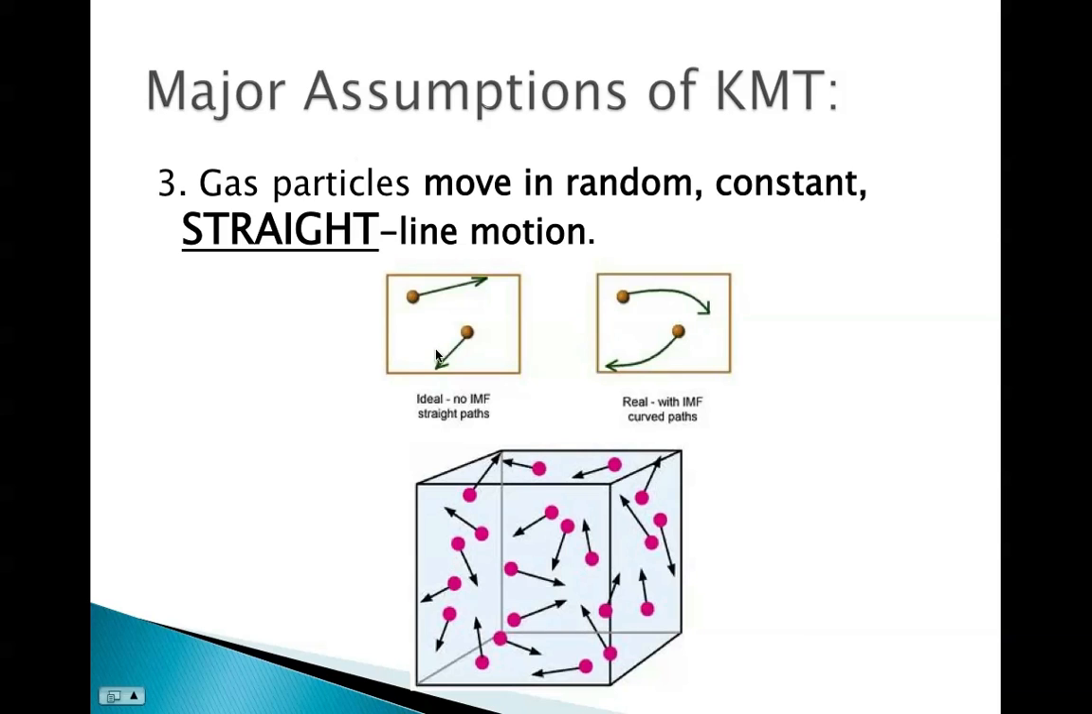So one thing we want to point out is that, again, this is for an ideal gas moving in these straight paths, and that's because there's no IMFs between these ideal gas particles. Now again, in real life, they tend to have more curved paths because they attract each other as they move close to one another.